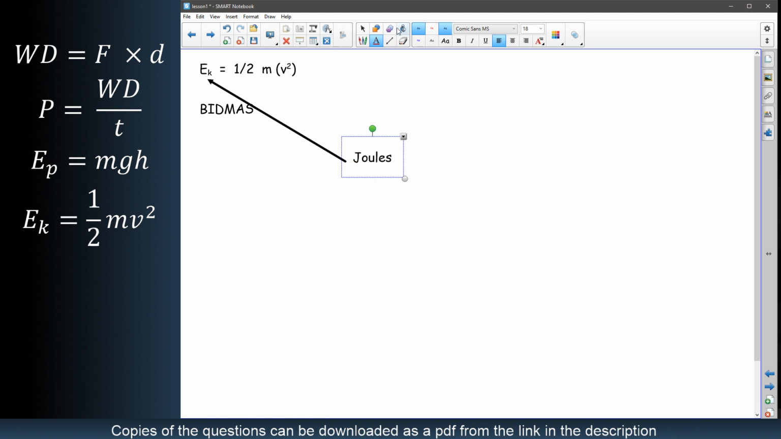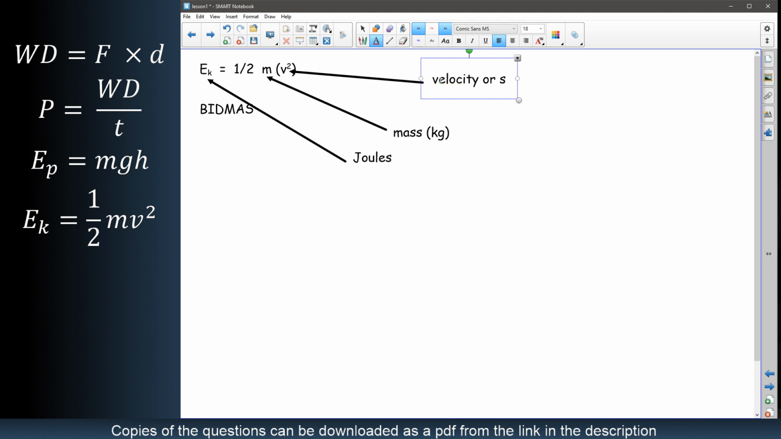Because you have committed yourself to joules, you must commit yourself to the correct units for each of these. So the mass has to be measured in kilograms, and the velocity, or speed, to be honest, because it doesn't matter, has to be measured in meters per second. When you square it, that unit becomes meters squared per second squared, if you really want to. Okay, we good? Hopefully that's alright.